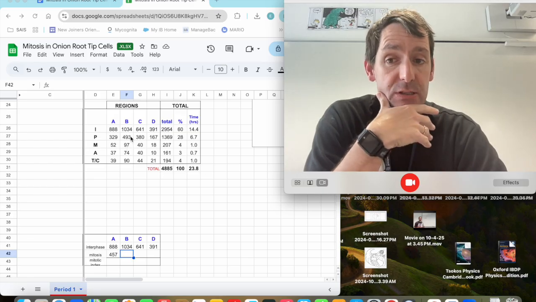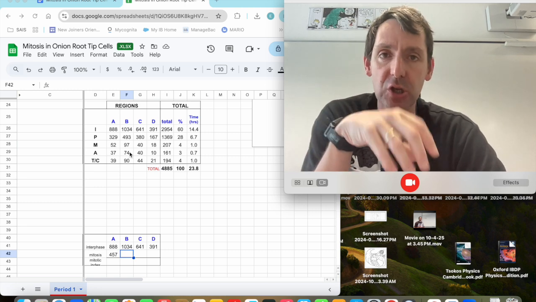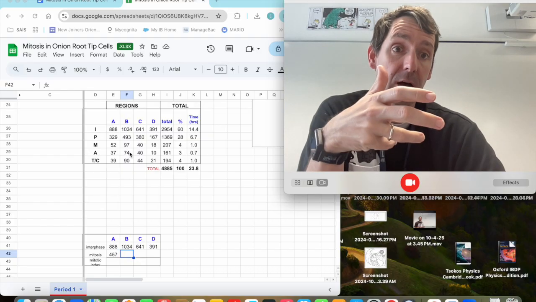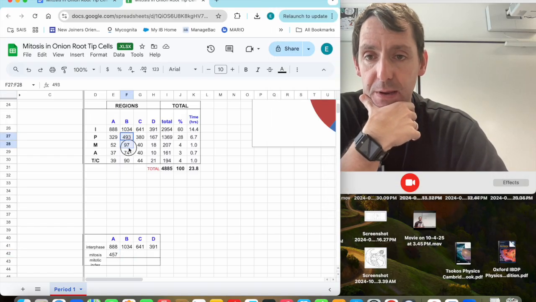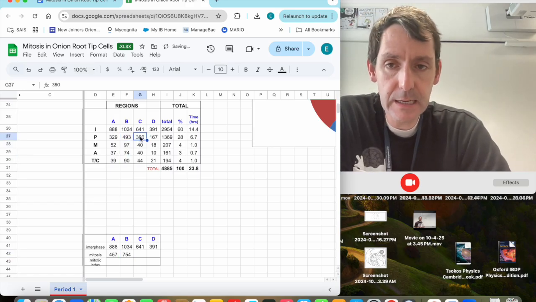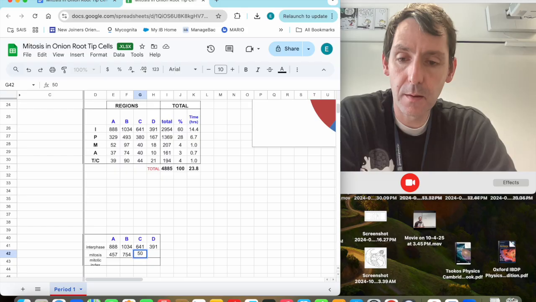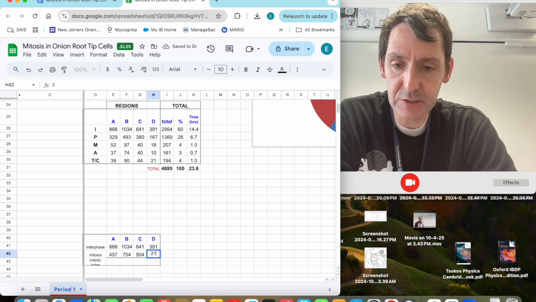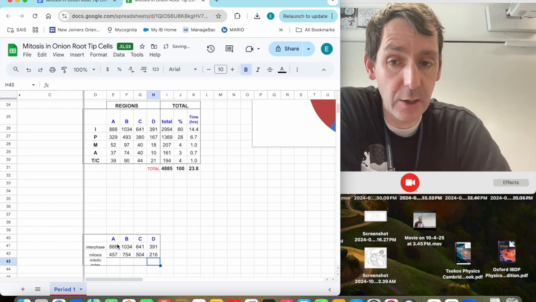And when I add each of those up, just the prophase, metaphase, anaphase, telophase, that will tell me how many of the cells are participating in mitosis. Because remember, mitotic index is what portion of the cells are undergoing mitosis at any point in time. So that's what we're going to look for here. So B is a total of 754. C is a total of 504. And then D is 216.